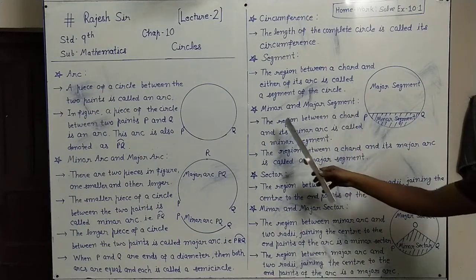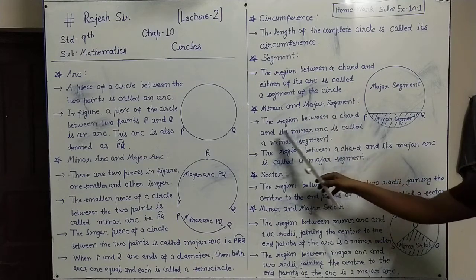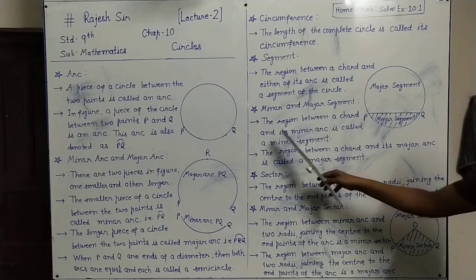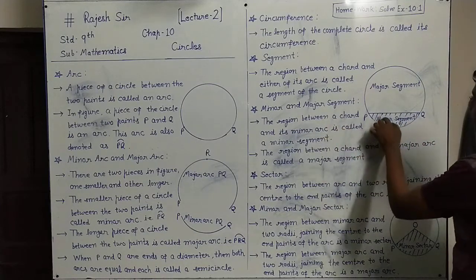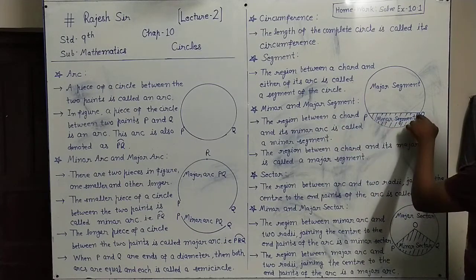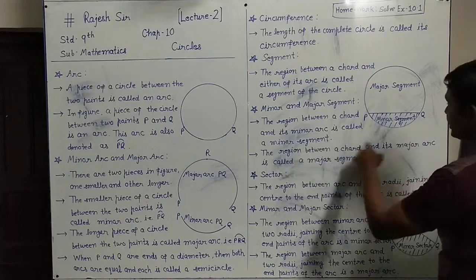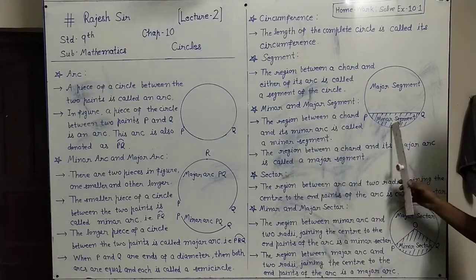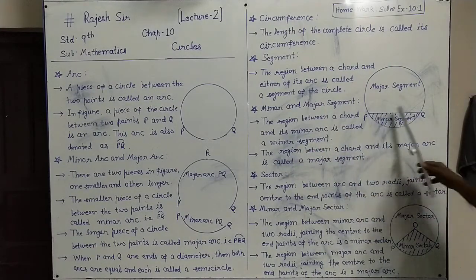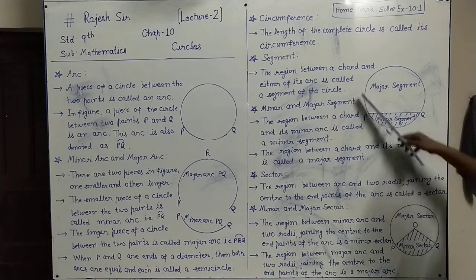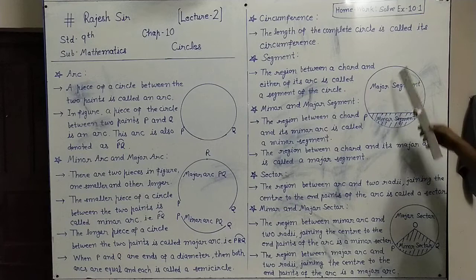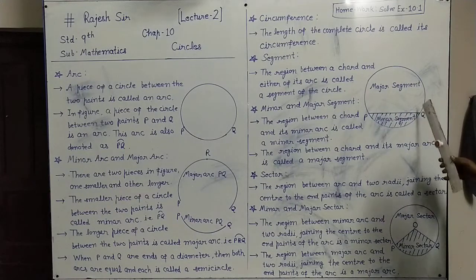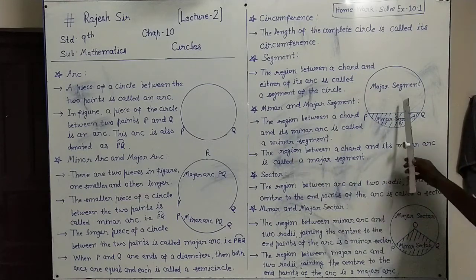So the minor or major segment is defined like this. The region between a chord and its minor arc, this side, is called the minor segment. And the region between a chord and its major arc, this region, is called the major segment.